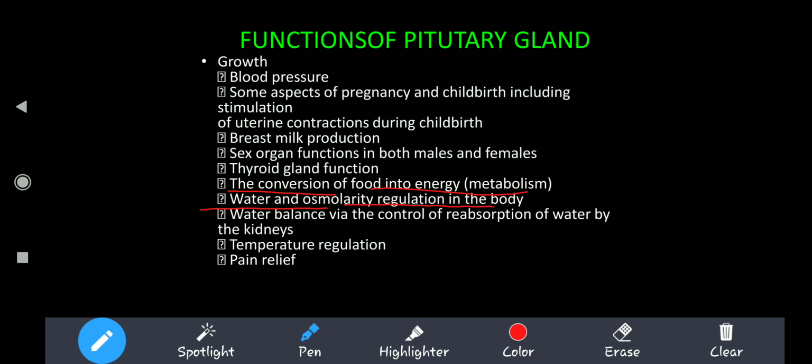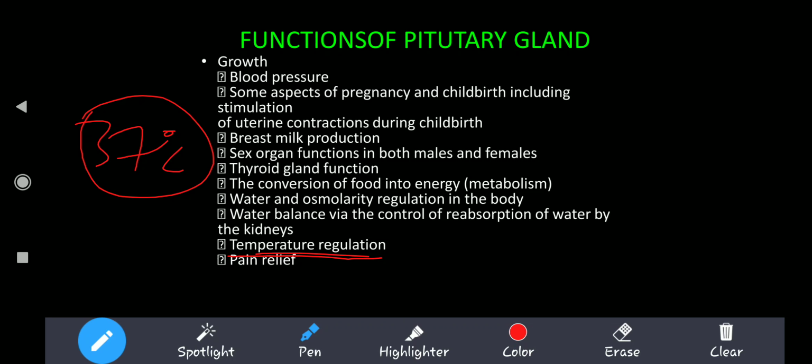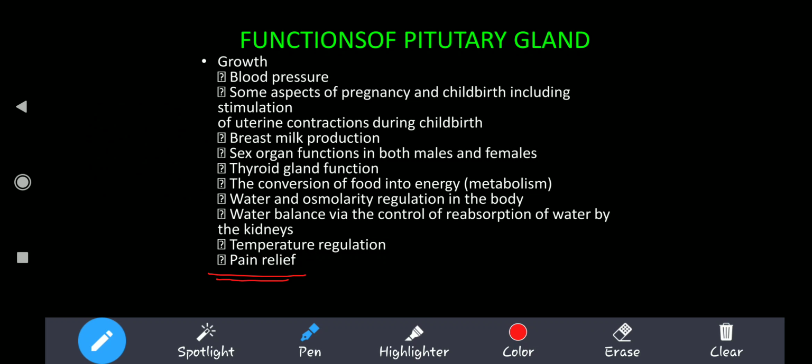Water balance via the control of reabsorption of water by the kidneys. Our kidneys are functioning, but not all water should go out of the body in the form of urine. So the water is reabsorbed here by the kidneys. Temperature regulation. Our body temperature is 37 degrees Celsius, and it is all maintained by the pituitary gland. And the last one is pain relief, also a function of the pituitary gland. So this is all about the pituitary gland, also called the master gland, an endocrine gland that dictates and gives orders to other glands present in our body. So this is all about the pituitary.